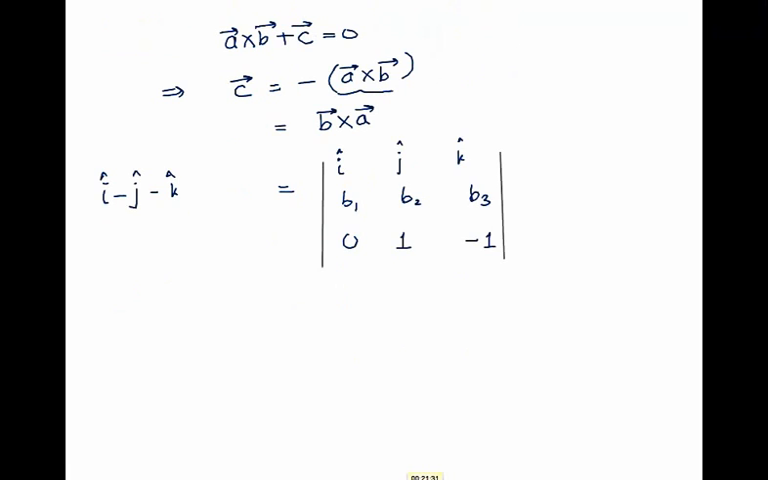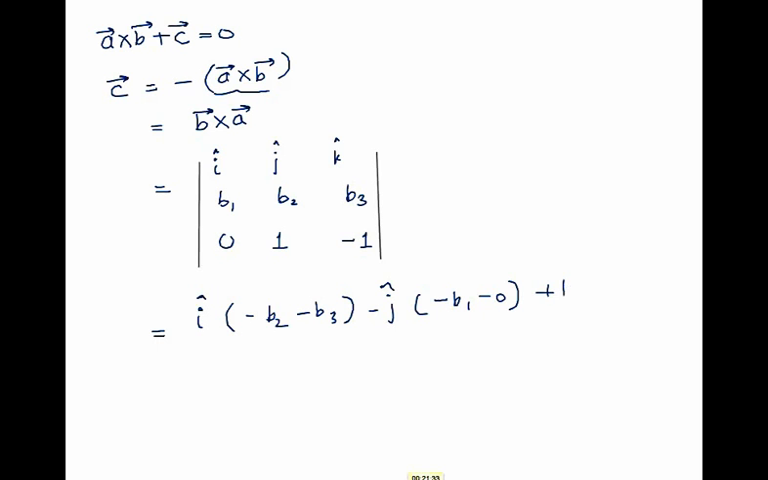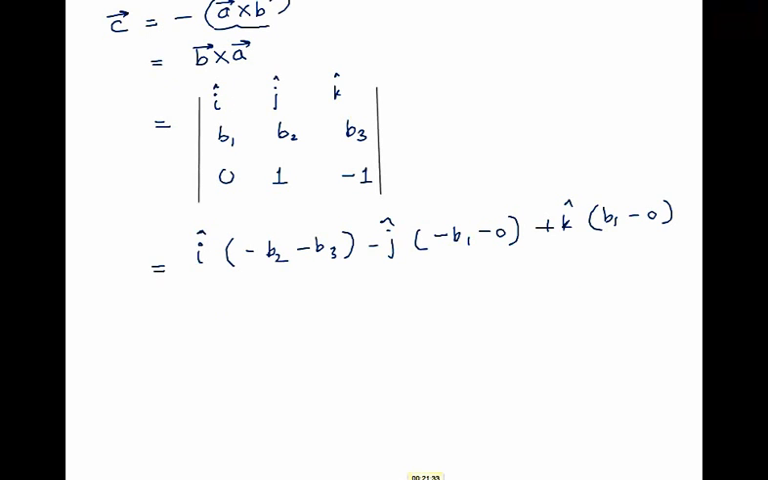On simplification it will give I cap times minus B2 minus B3, minus of j cap times B1 minus 0, plus k cap times B1 minus 0. So this can be written as I cap times minus B2 minus B3 plus B1 j cap plus B1 k cap.